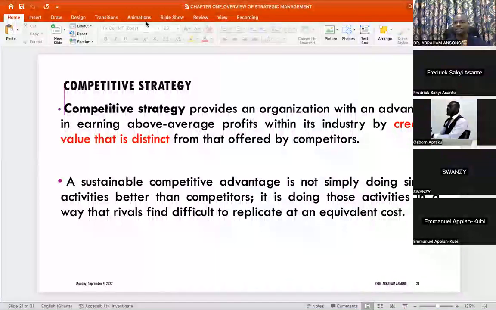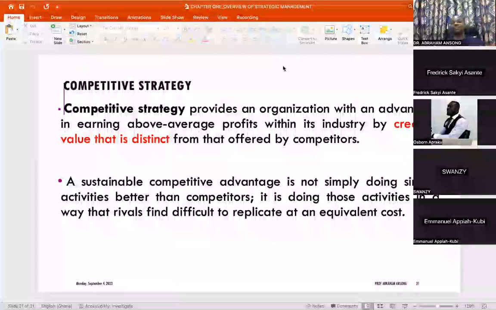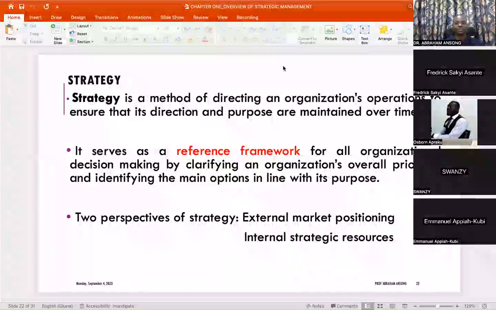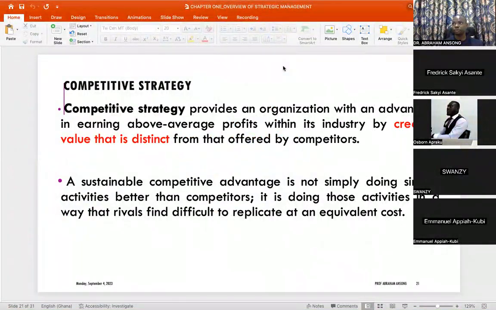How is that done? Because it helps an organization to create value that is distinct. What it means is that it provides value that is different from what the competitors of the organization can offer to their customers. So if you are building a strategy and you want it to be competitive, the key thing is trying to provide value that is distinct, providing a product that your customers cannot easily get elsewhere.